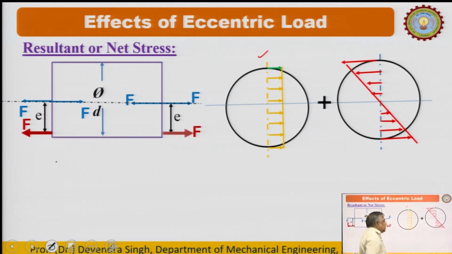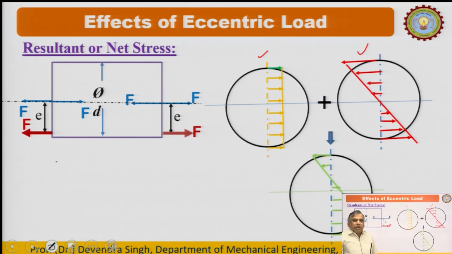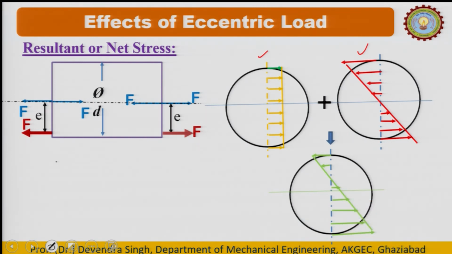And the resultant stress: this is our primary stress, this is our secondary stress, which we have already discussed, and we will add both. So we will have the final stress distribution here. This is the maximum stress in this particular case. As far as the resultant stress is concerned, they are in the same direction, so we can get the algebraic sum, sigma p plus sigma s.